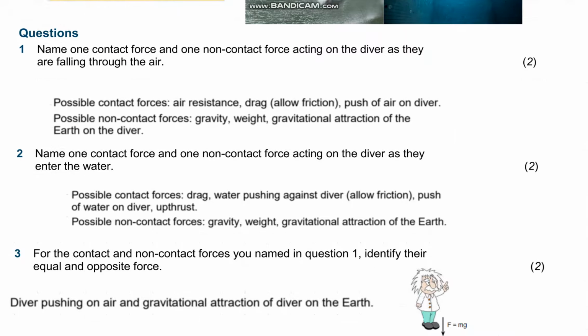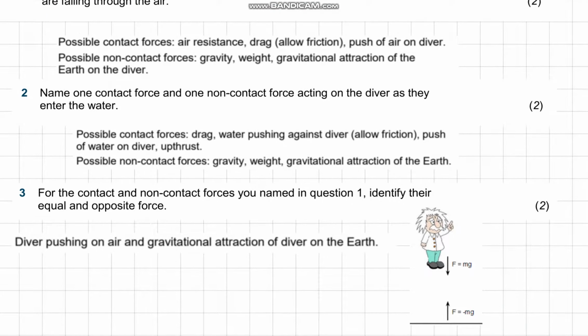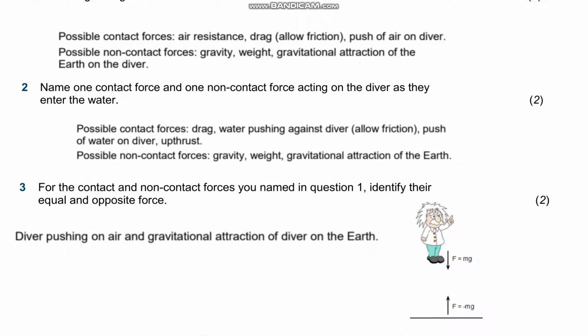For the non-contact forces I didn't mention, they are the same as for number one. Whether the diver is in the air or in the water, it's gravity or weight or gravitational attraction of the Earth. So for number three, for the contact and non-contact forces you named in question 1, identify their equal and opposite force.